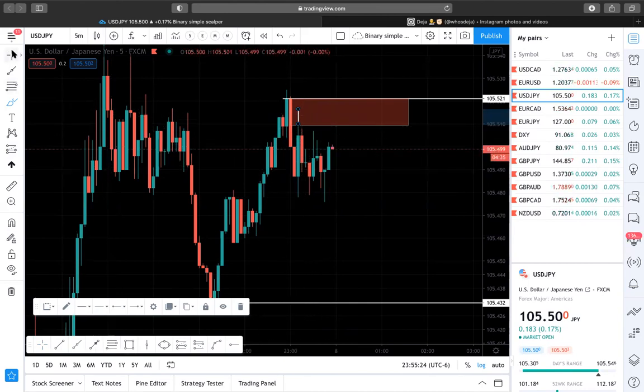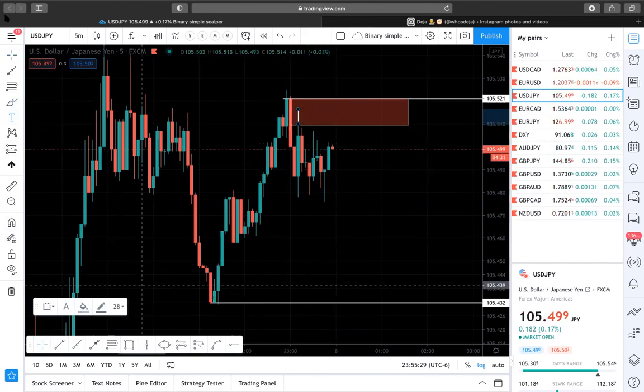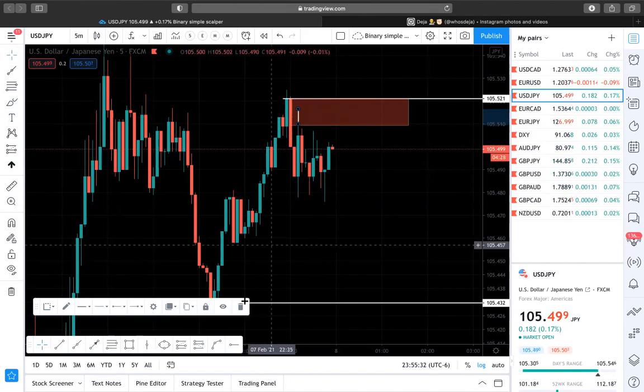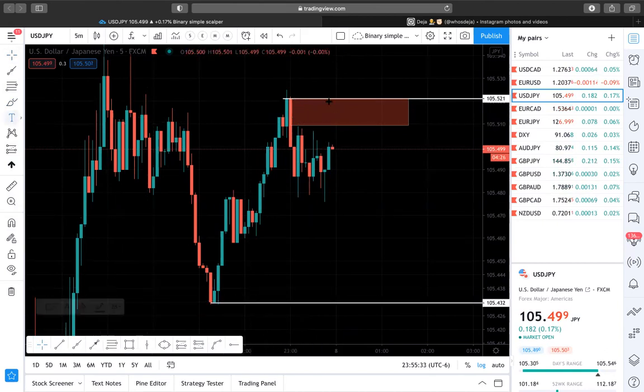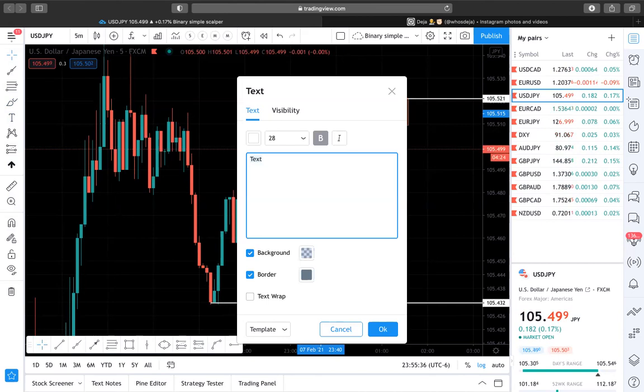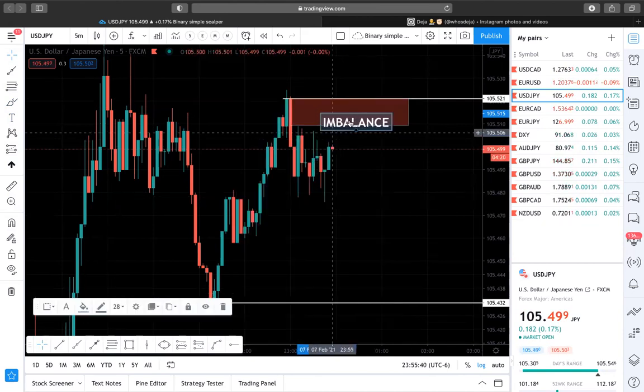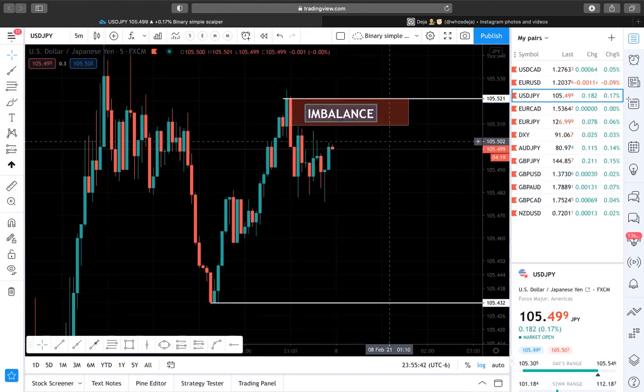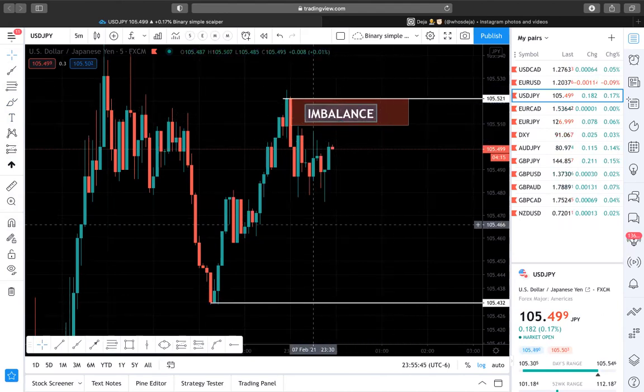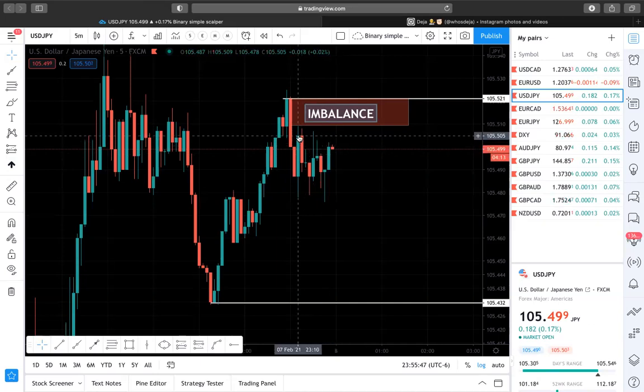Otherwise, that shows that there's what's called imbalance in the market, okay? So I'm actually going to write that out. So this is called imbalance, all right? This area is called imbalance. We've got imbalance in the market, and how you balance it is having price retrace to this.